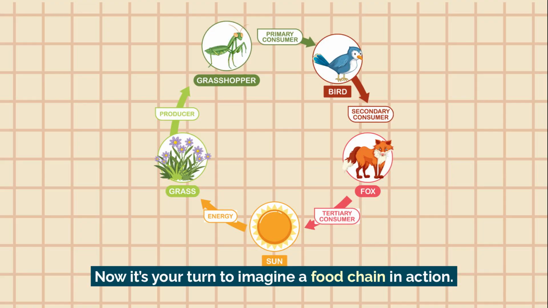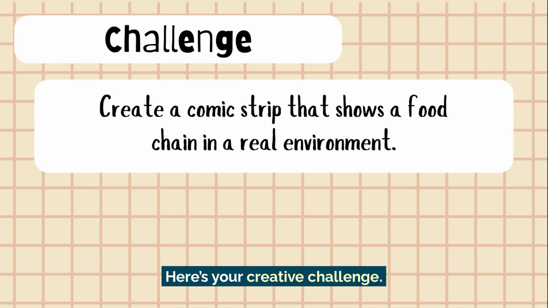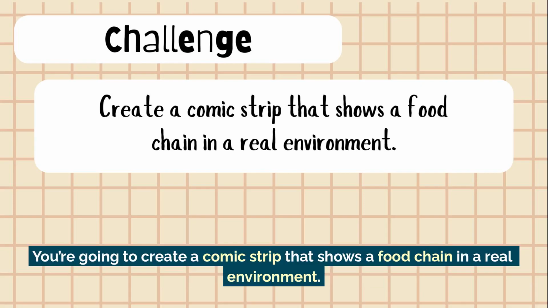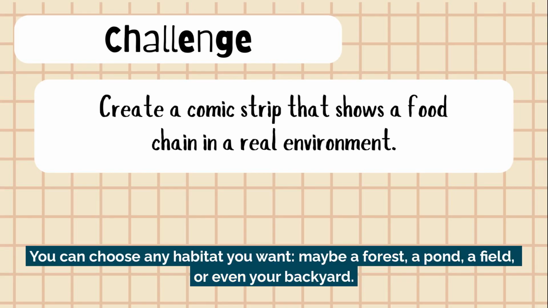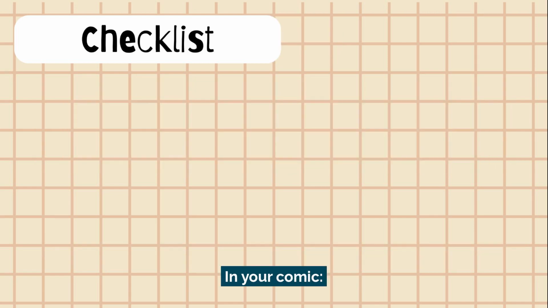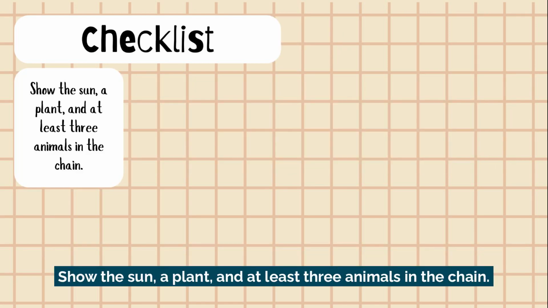Now it's your turn to imagine a food chain in action. Here's your creative challenge. You're going to create a comic strip that shows a food chain in a real environment. You can choose any habitat you want. Maybe a forest, a pond, a field, or even your backyard. In your comic, show the sun, a plant, and at least 3 animals in the chain.